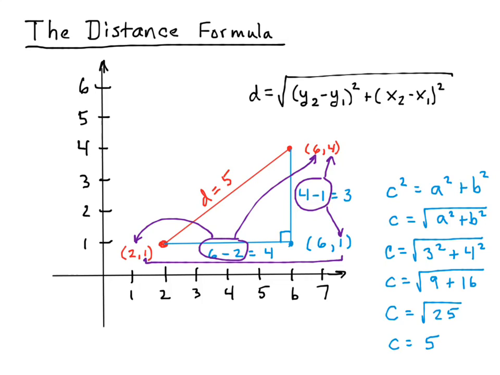So if I have 2 and 1, and then 6 and 4. Okay, so the vertical elevation is going to be the difference between the 1 and the 4. So I take my y's here, and I get 4 minus 1. And that's that distance there. And so I circled that. Now the horizontal difference is going to be the 6 minus 2.